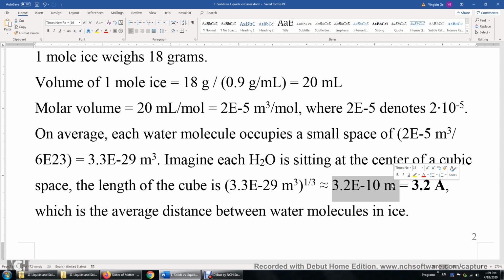This is because 1 angstrom is 10 to the power of negative 10 meters. And also 1 angstrom is equal to 0.1 nanometers. Now we know the side length of the cube is 3.2 angstroms. This is also the average distance between two neighboring water molecules. Again, just imagine, put two cubes next to each other. The distance between the two centers of these two cubes is the side length of the cube.